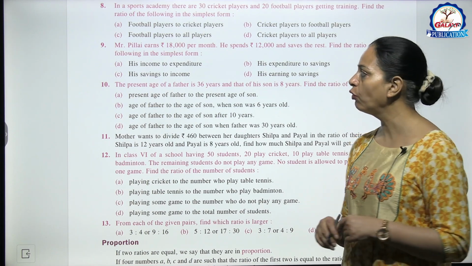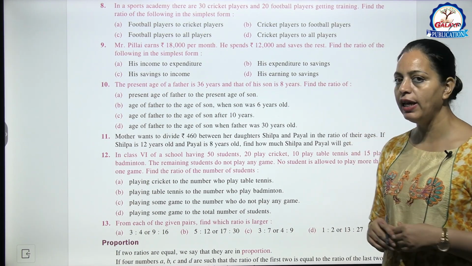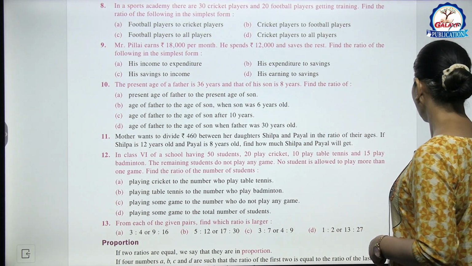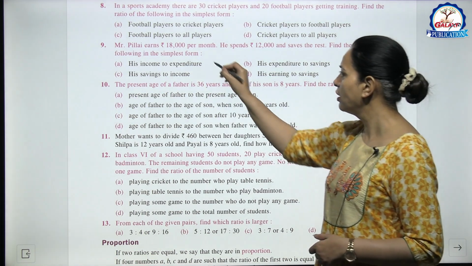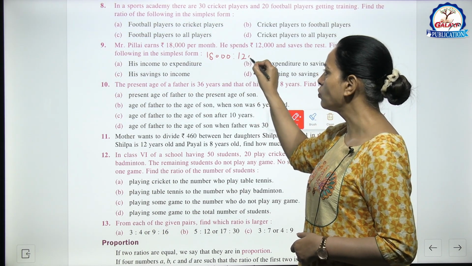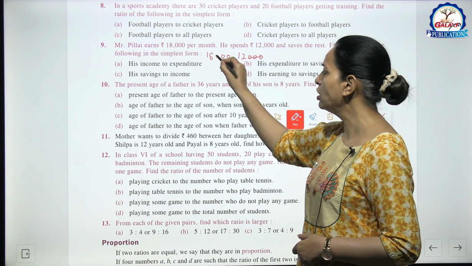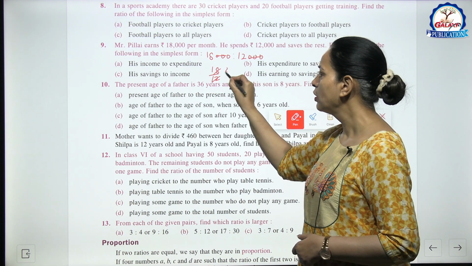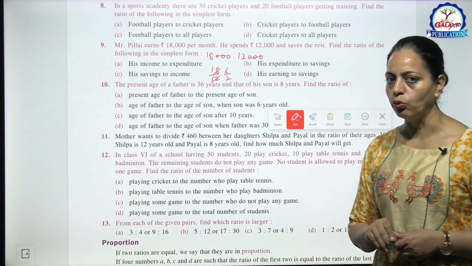Find the ratio of the following in the simplest form. A part, his income to expenditure. So his income is 18,000, and the expenditure is 12,000. So 18 upon 12, cut it by 6. So 3 is to 2, right?